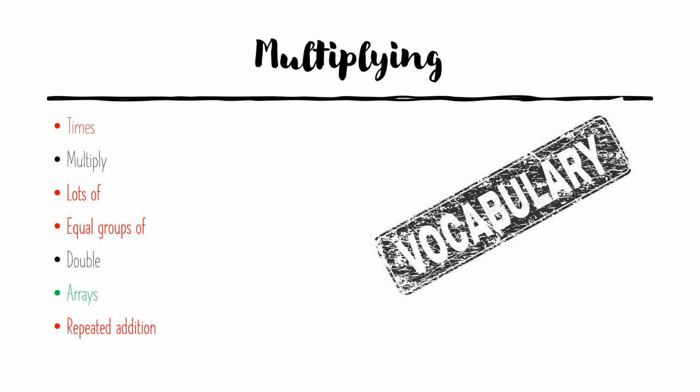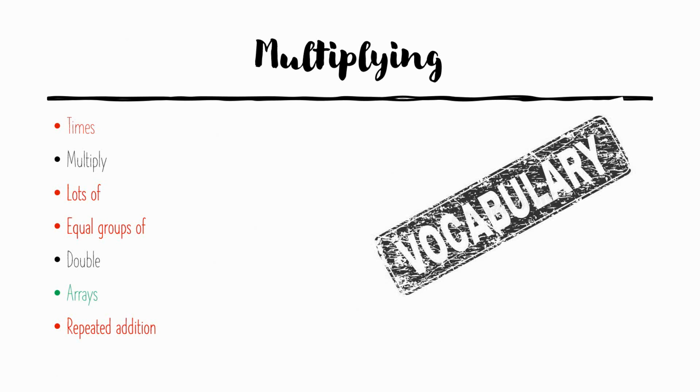Okay, let's recap over the vocabulary. So some of the words are red, and that means we've already learnt about those red words. And some words are black, which means we are going to be learning those words. And one of the words are green, and that means we are learning about them today. So here we go. My turn, then your turn.